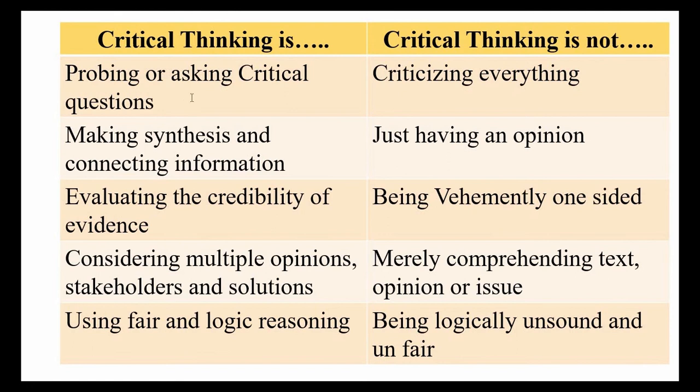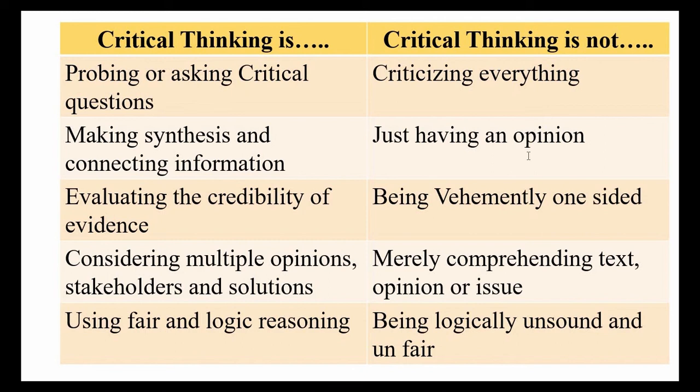And next, what are all the things you can do in critical thinking, and what are all the things you should not do in critical thinking? When we talk about critical thinking, there is a positive side, this side, and a negative side. Under the positive side, it is probing or asking critical questions, making synthesis and connecting information, evaluating the credibility of evidence, considering multiple opinions, stakeholders, and solutions, using fair and logical reasoning. So when we see all these positive aspects, ultimately it is giving a proper valid picture of how the critical thinker should be.